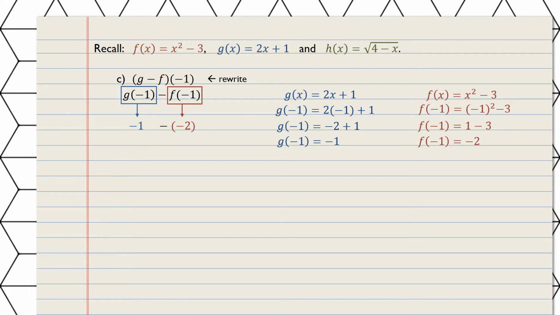So we have the statement negative 1 minus a negative 2. Well, what do you notice? Well, we have that double negative. Because we have a minus and a negative side by side, that means there is a sign change. The opposite of negative 2 is a positive 2. So our statement becomes negative 1 plus 2, which now we know is equal to 1.